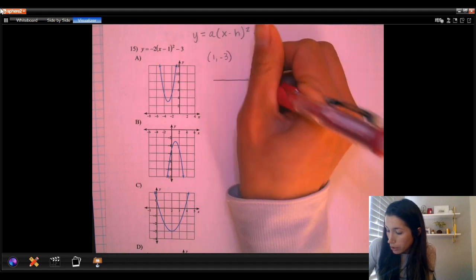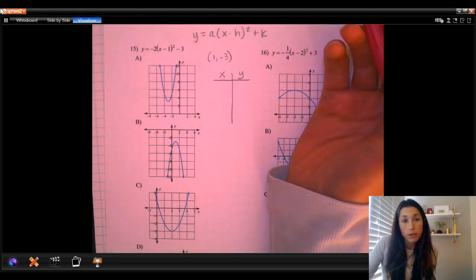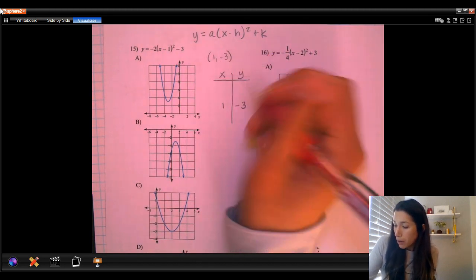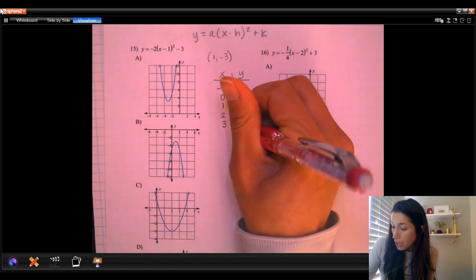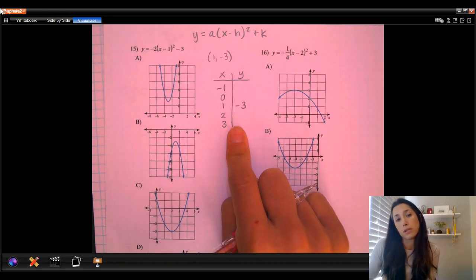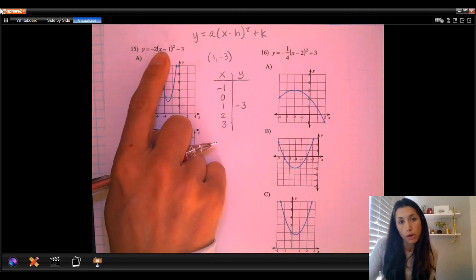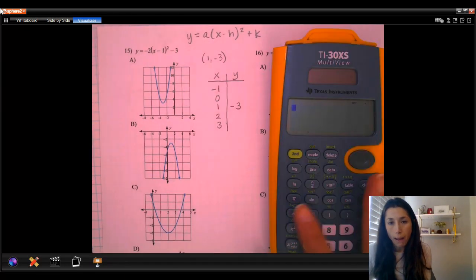So now when you create your table of values, the first step is to identify the vertex and put it at the middle of your table. So 1, -3. And then after 1 on a number line would be 2 and 3. Before that would be 0 and -1. So now from this table of values, you're going to do the same exact thing. You're going to plug in a -1 in for x to solve for the value of y out of that. So let me do one example with you for that.